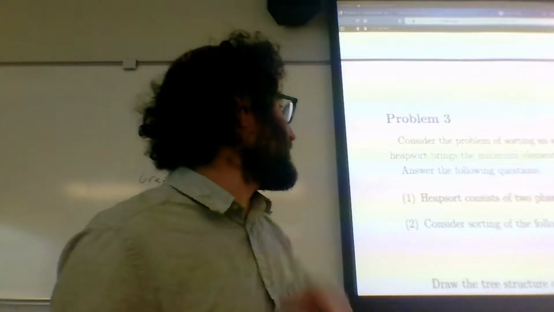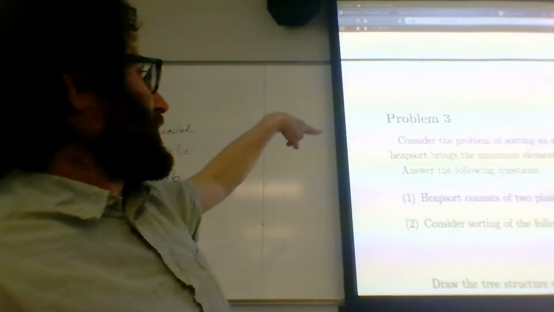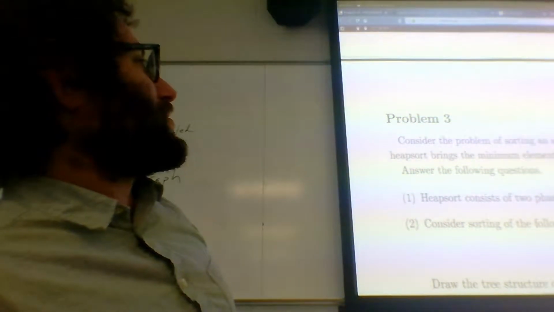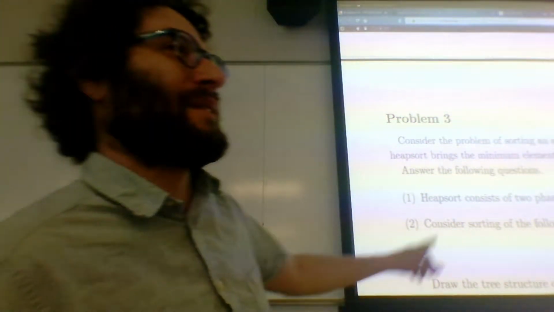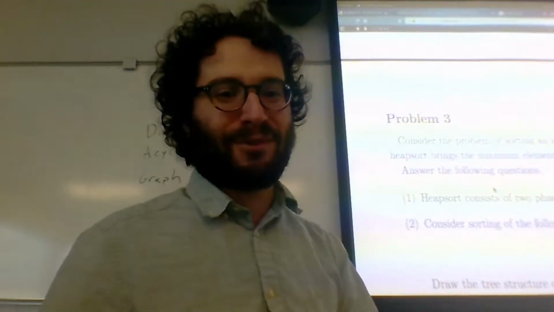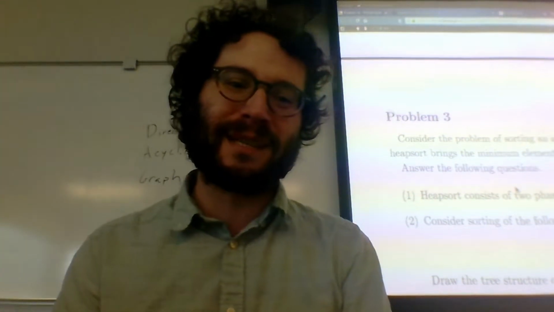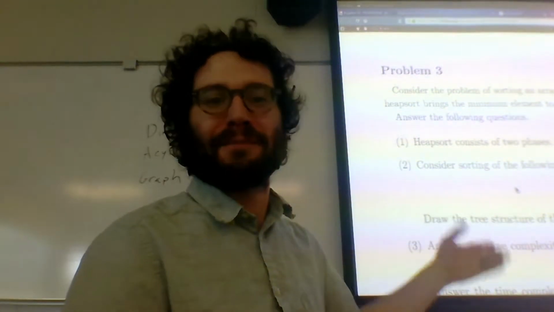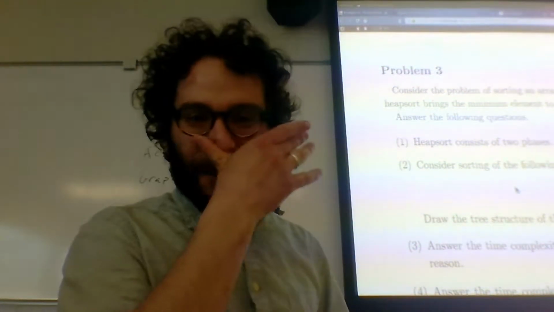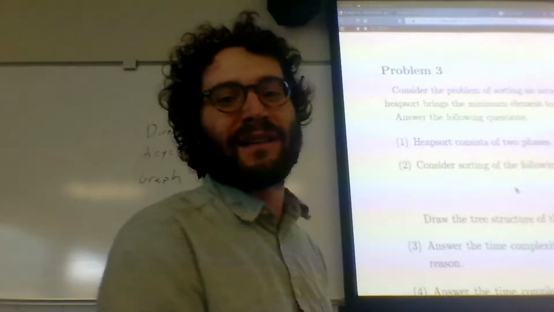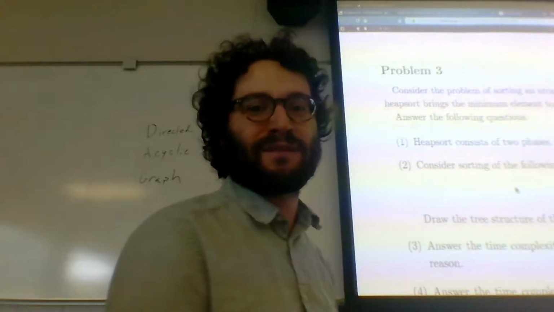Right, but over here, let's take a look at this one. Problem 3: consider the problem of sorting an array of integers using the heap sort algorithm. That seems a bit more familiar. Assume the heap sort brings the minimum element to the front. So what does that mean? It's a min heap, right? Answer the following questions. Heap sort consists of 2 phases. Explain what is to be performed in each phase.